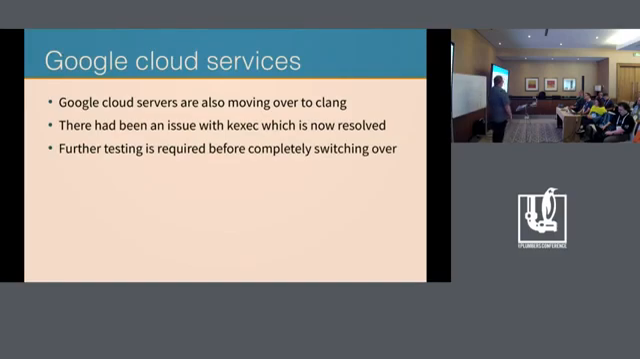This one surprised me, and that is that Google Cloud servers are in fact moving over to Clang as well. There had been a problem in the past supporting kexec, and that actually had stopped the moving of services over to Clang. However, that's now been resolved, and they're now in the process of doing some pretty heavy testing to move the rest of the Google Cloud services over to using Clang-built kernels. Just in general, my understanding is that Google has actually managed to debug and find a number of fairly major errors by compiling with Clang in the past, which has led them to actually want to move everything over to that otherwise. And I think we've got a question here.